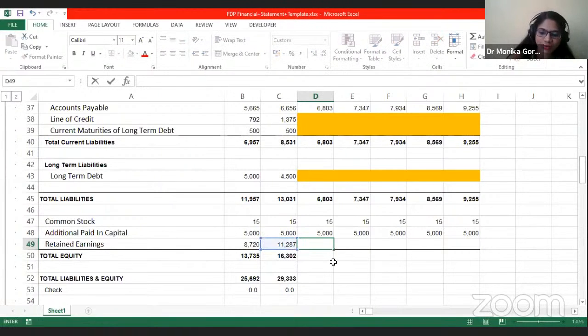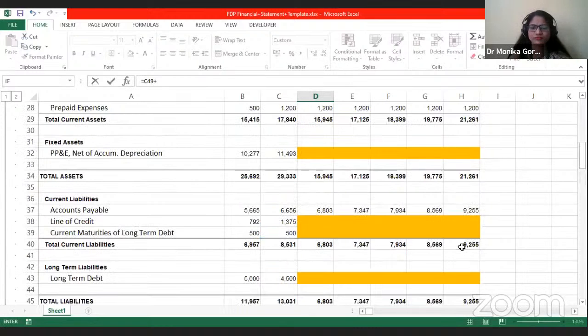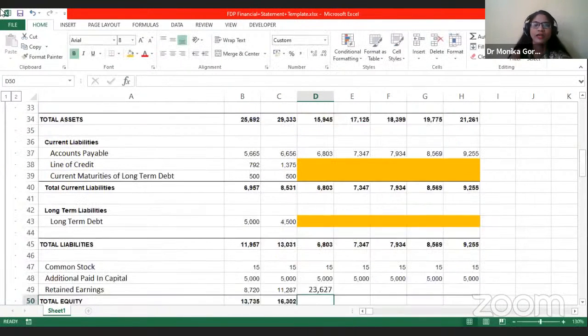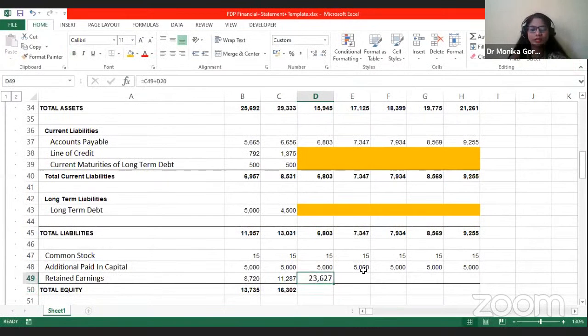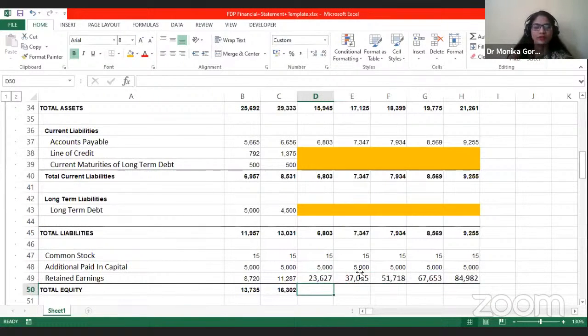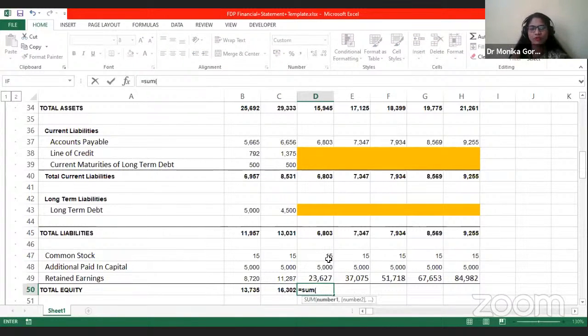So the same thing we have done over here. It is equal to your previous year retained earnings plus your net income, and you get your actual retained earnings. When I drag this, shift left, control R, automatically the figures and formula will get inserted. So your total equity will be the sum of common stock, additional capital and retained earnings.